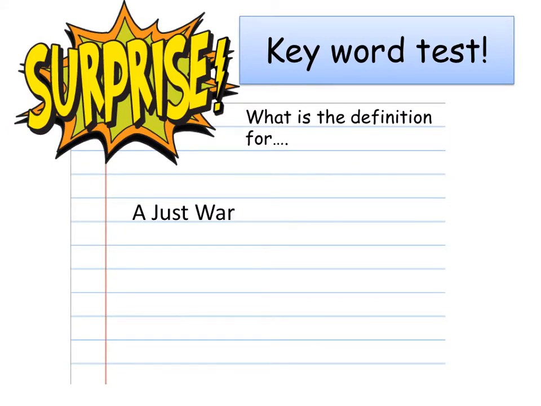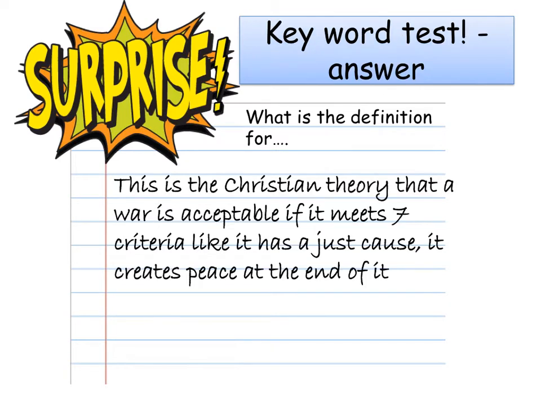It's time for another keywords test. Write down a definition for a just war. Try to give a couple of examples as well. A just war is a Christian theory that a war is acceptable if it meets 7 criteria, like having a just cause, creating peace at the end of it, and being declared by the government of a country.